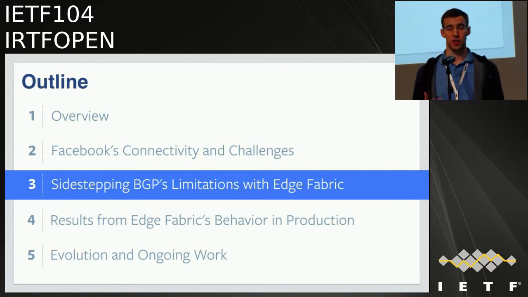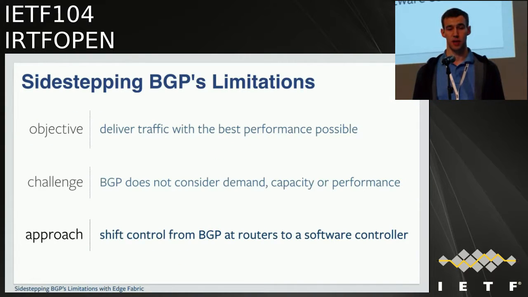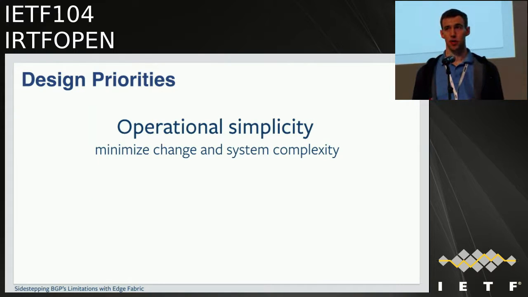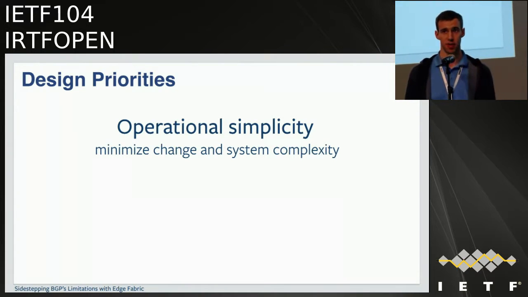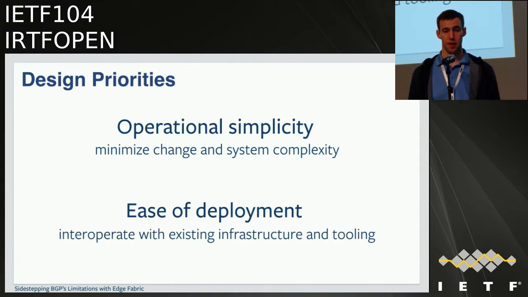So next I'm going to talk about how we sidestep BGP's limitations by using Edge Fabric. Stepping back, that again involves shifting control from BGP at routers at the edge of our network to a software controller. Before I dive into what our implementation actually is, I want to talk about our 2 key design priorities here. First, we focused on maintaining operational simplicity, which means minimizing change and minimizing system complexity. Second, we wanted to have ease of deployment, which means we wanted to interoperate with our existing infrastructure and tooling.